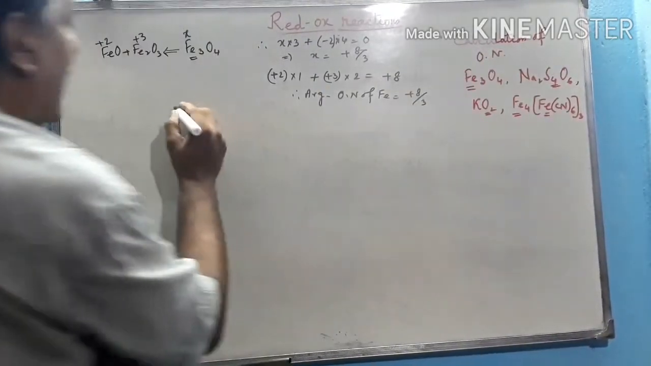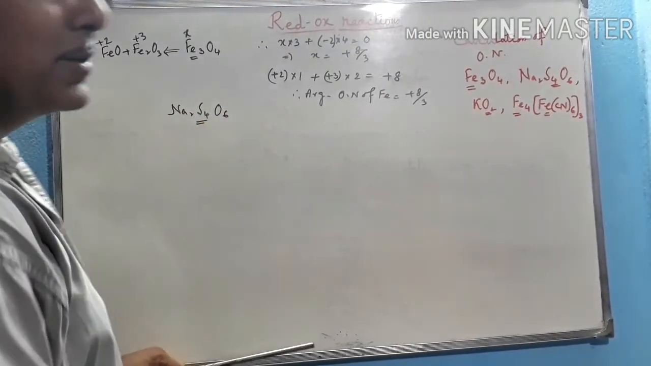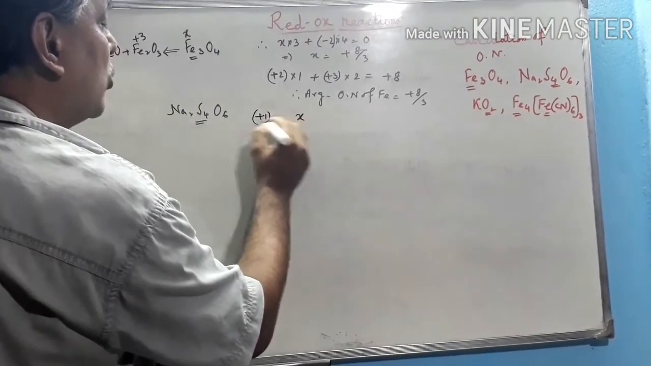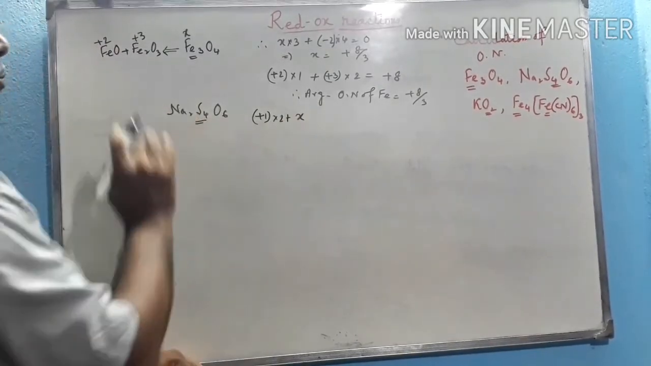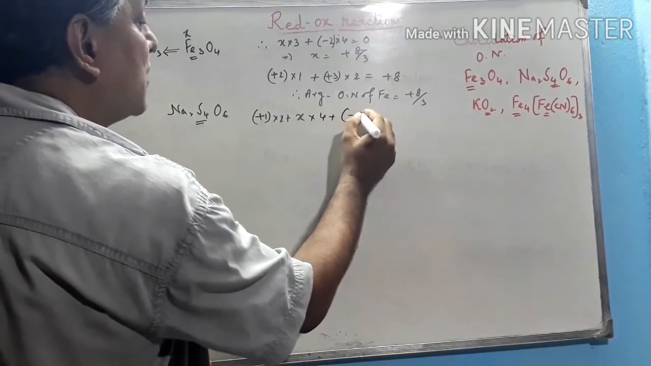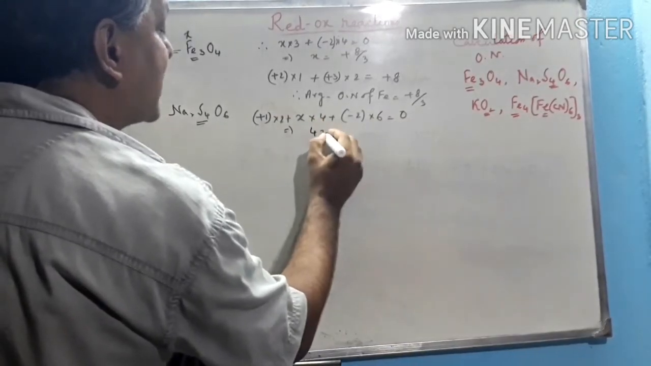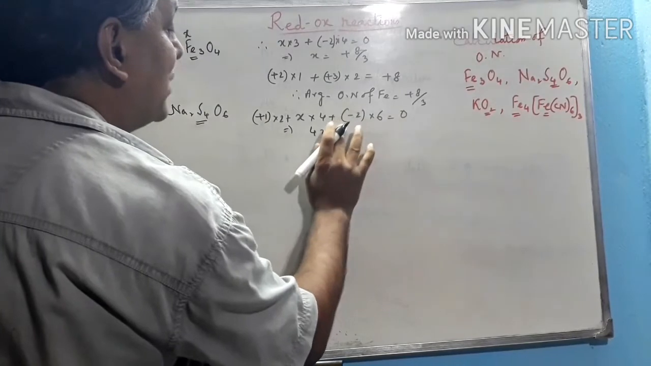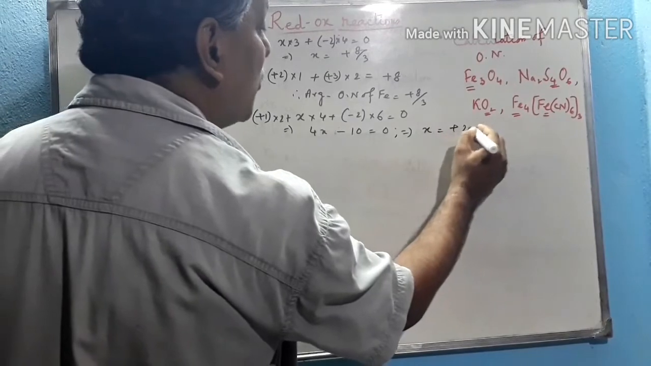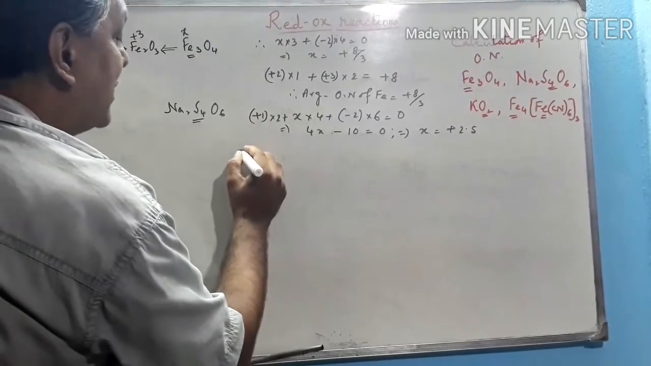Next, in case of Na2S4O6, if we want to calculate the oxidation number of sulfur, first we calculate the value of X. Plus 1 into 2, because sodium is an element of group 1, plus sulfur X into 4, plus oxygen, always minus 2, into 6, equal to 0. So 4x plus 2 minus 12, meaning minus 10, equal to 0. From this we can calculate X equal to plus 2.5, but actually it can't be 2.5. So how can we explain? From its structure, sulfur.